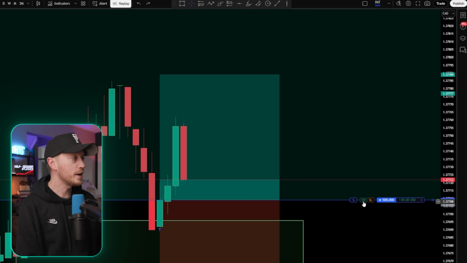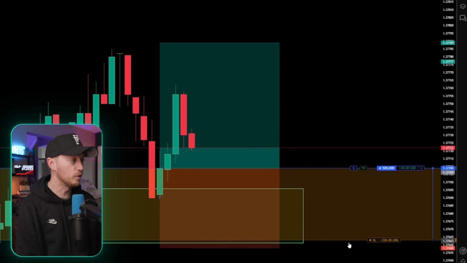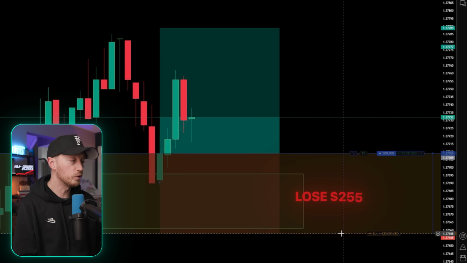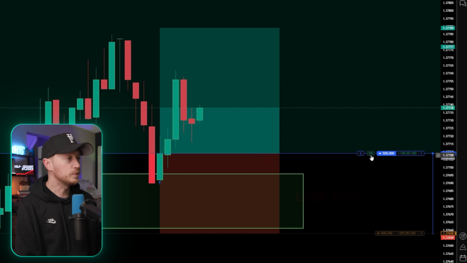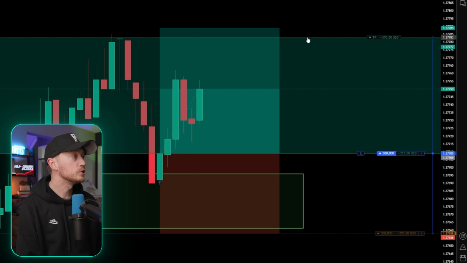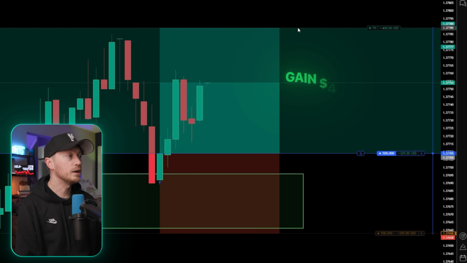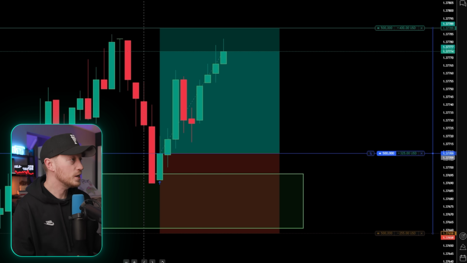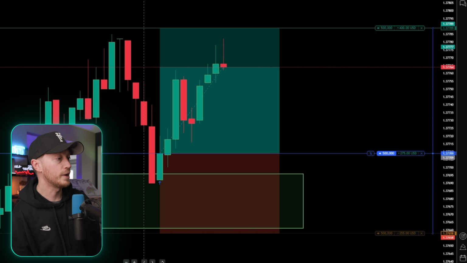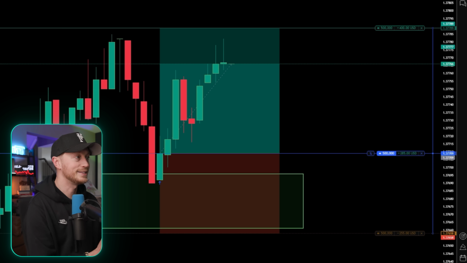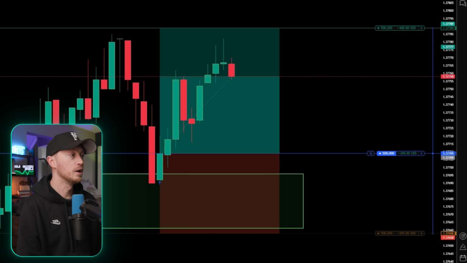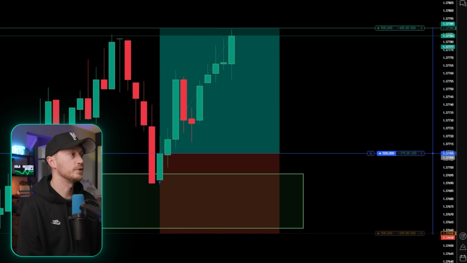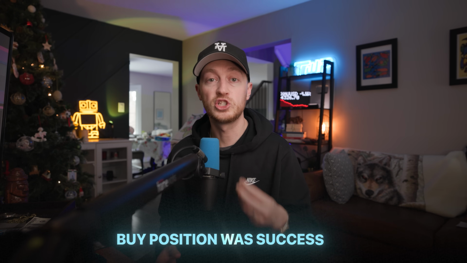Now, if the price comes down to my level right here, I lose $255. If the candlesticks come all the way up to my level right here, I will gain approximately $400. Now, in this case, you can see the price is moving in my direction, and as soon as it hits the top of that level right there, I'll be able to collect my profits right there. So in this case, I was right and my buy position was successful.